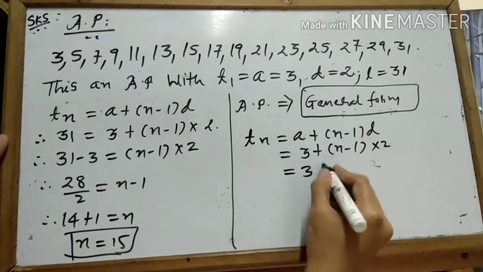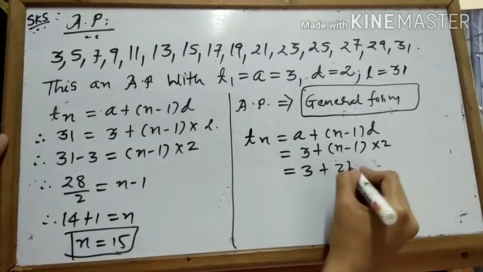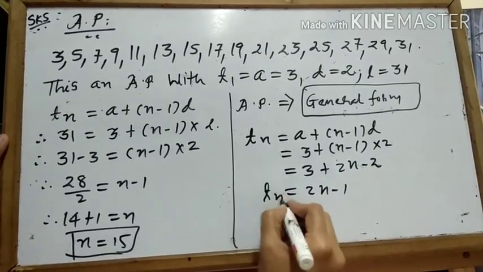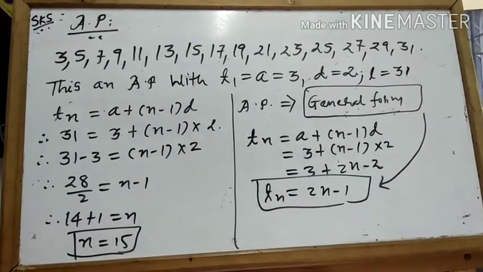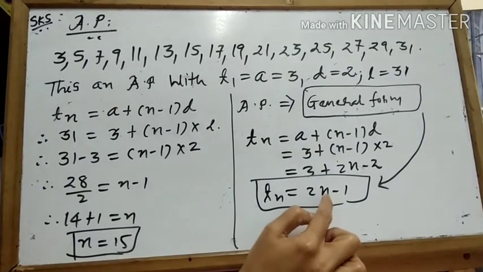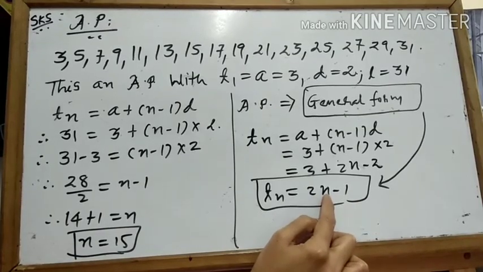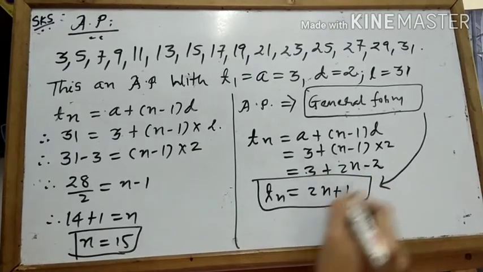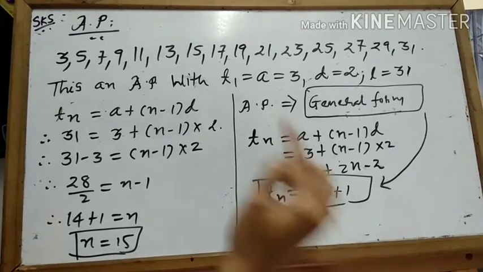This becomes 3 plus 2n minus 2, where the 2 is multiplied to n. So 2n plus 1. Sorry, here I made an error: 3 minus 2 is plus 1. So this is the general form of this particular given AP. Now you will ask me, sir, what to do with this general form?